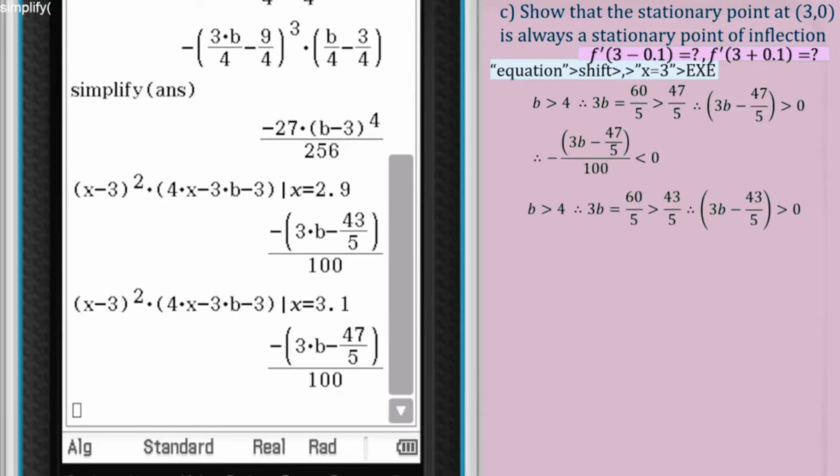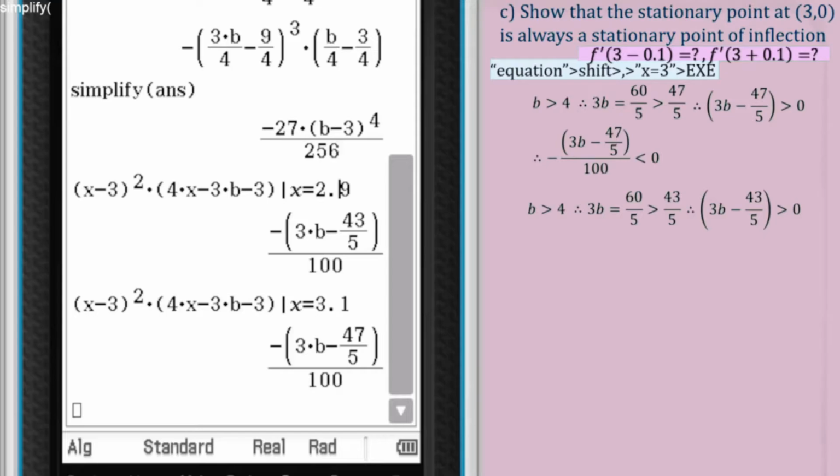Now, if it's greater than 43 over 5, then this thing inside the bracket will always be positive. If this thing inside the bracket is always positive, then putting a negative in front of it will always make it negative. So the gradient at 2.9 is always negative.